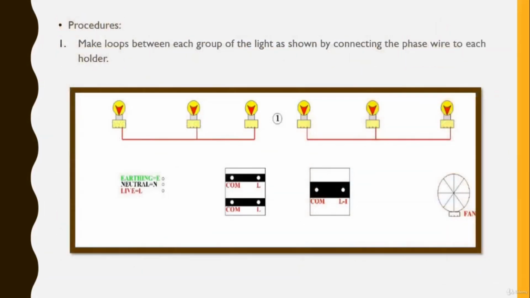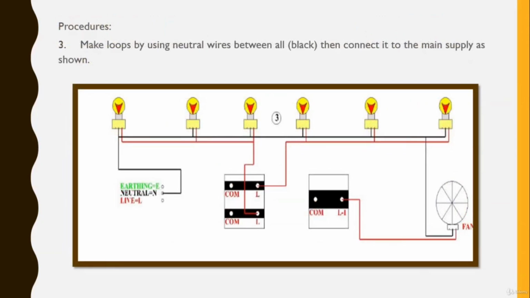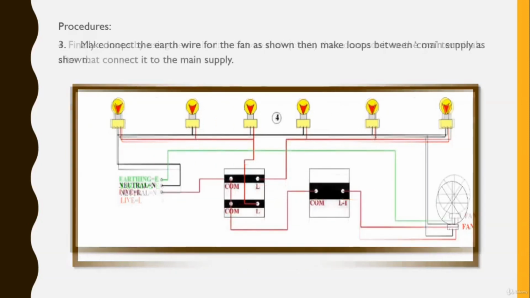Procedures. As you can see, nothing has changed in the wiring. You can manage it easily. Phase wire, loops, neutral wire, loops, earthing, comb, loops, etc.